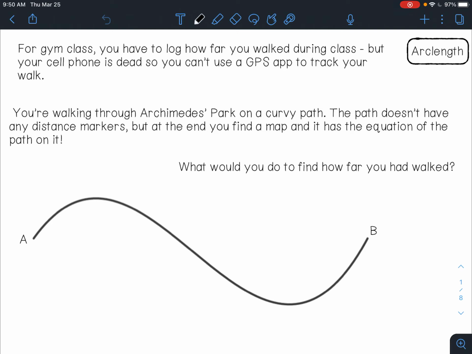Say, for instance, for gym class, you have to log how far you walk during class, or maybe it's a homework assignment or something. I don't know. I don't teach gym.